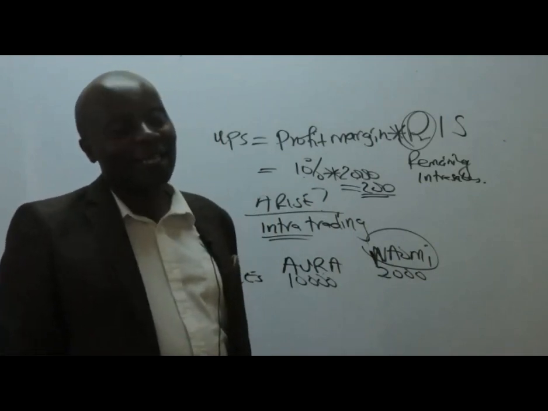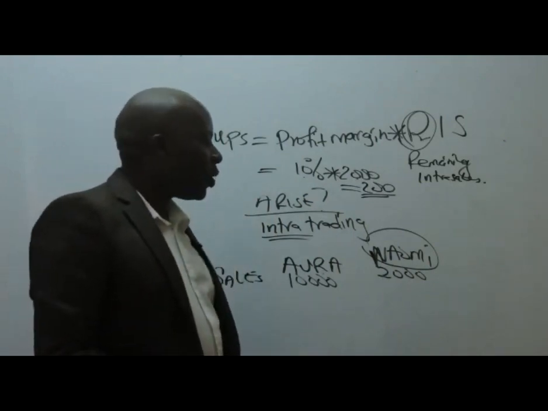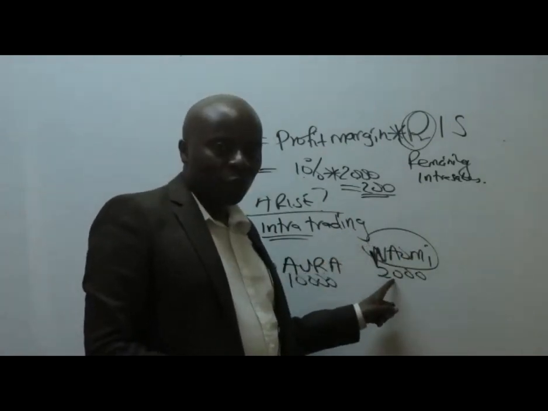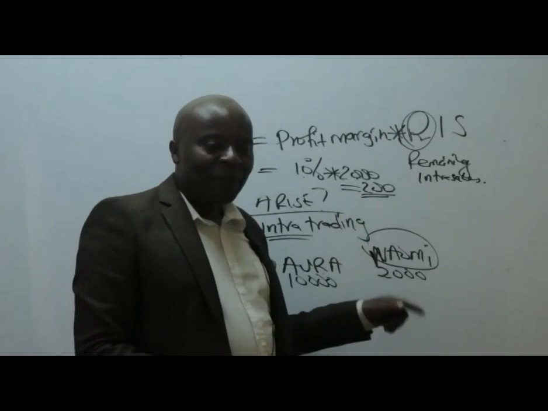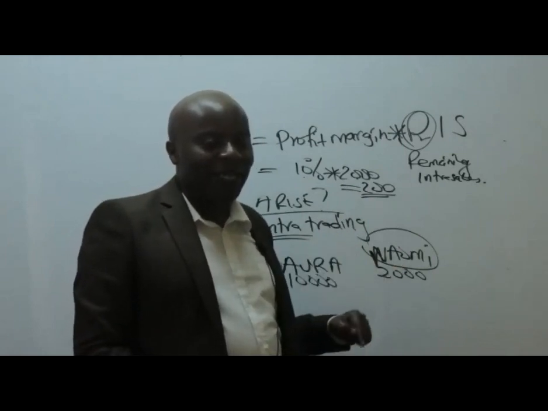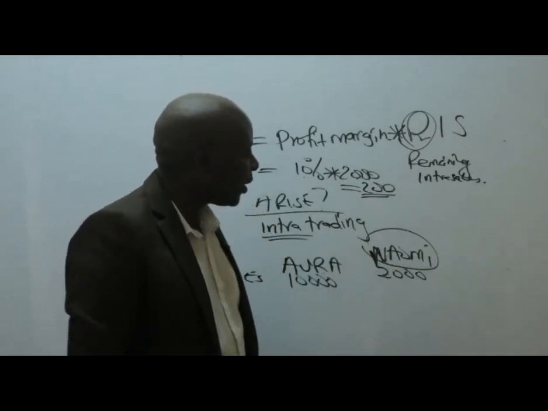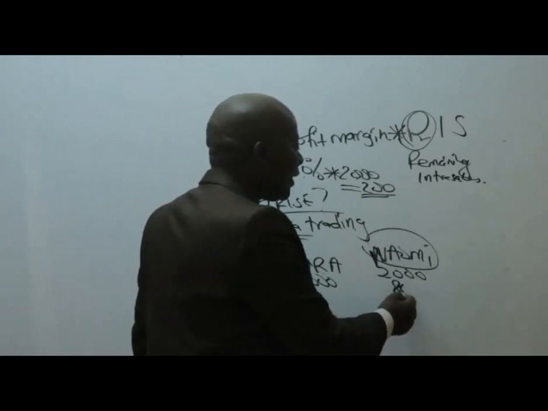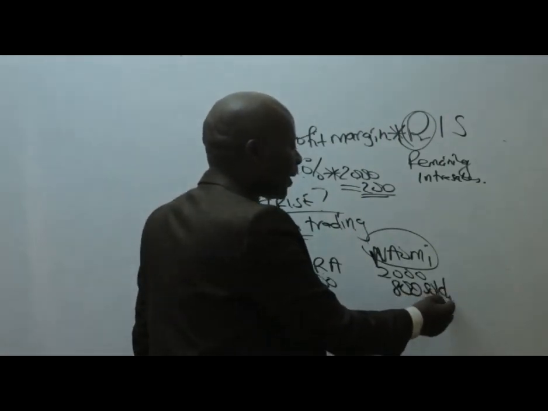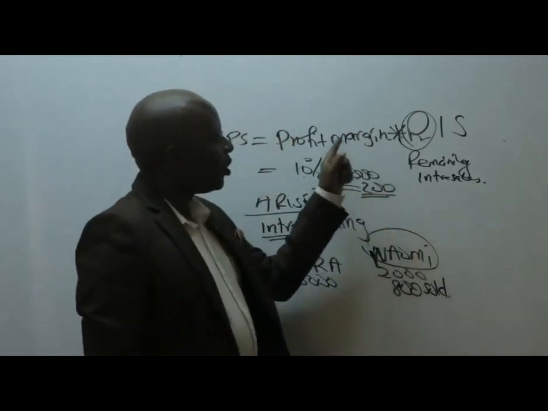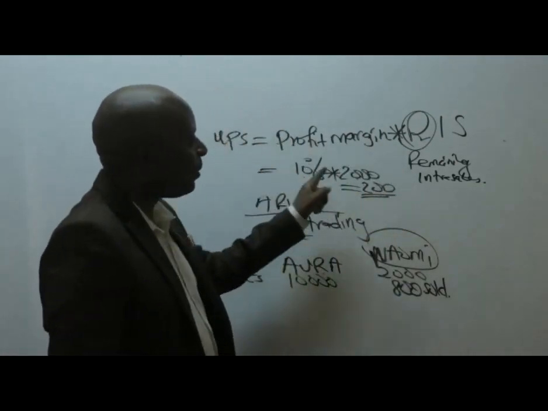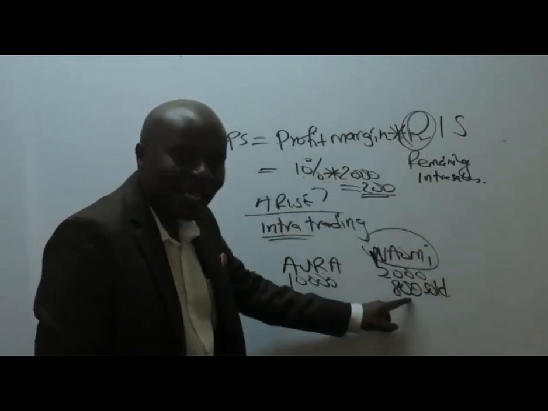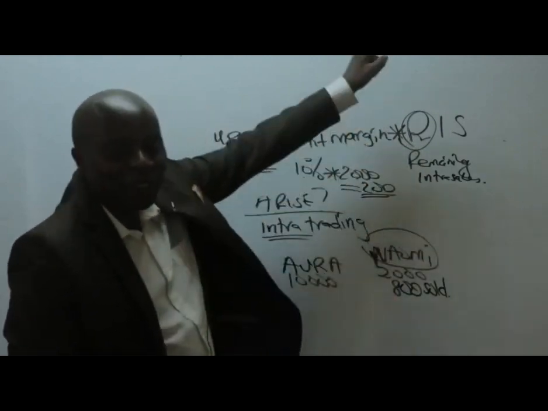But now listen to me very well. What if Naomi is able to sell some of these goods to her friends? Perhaps by the end of the year, when I'm doing my group financial statements, I realize that Naomi was able to sell goods to her friends worth 800. Listen, UPS is normally pegged on remaining because the 800 has already gotten away to third parties.